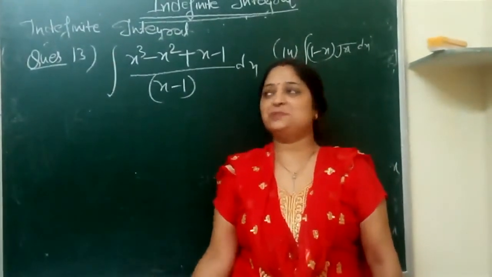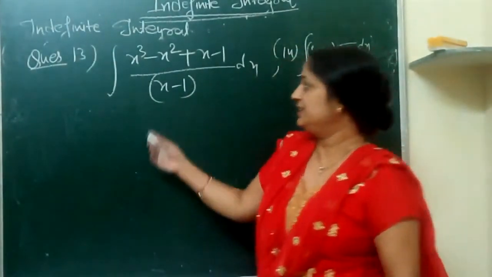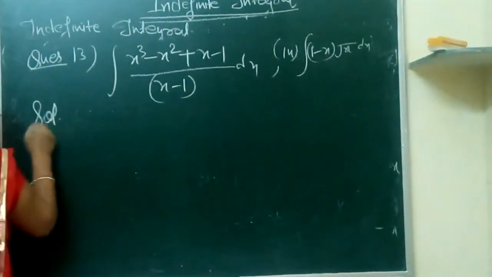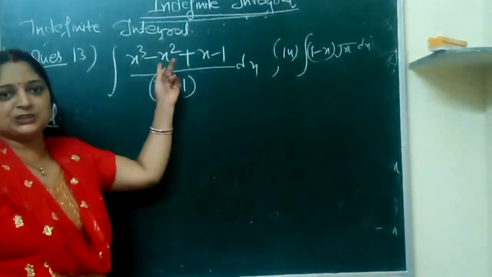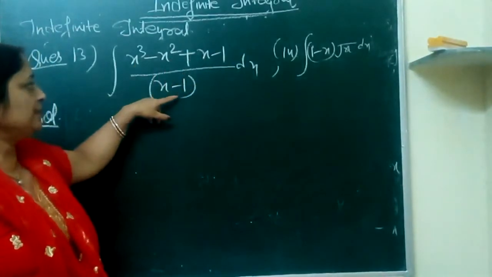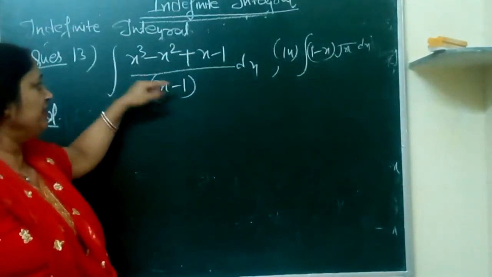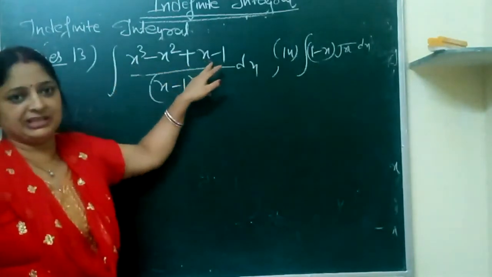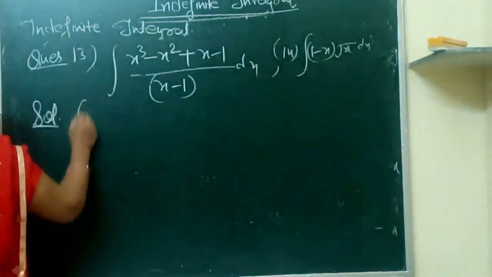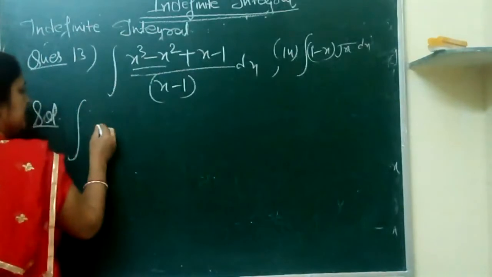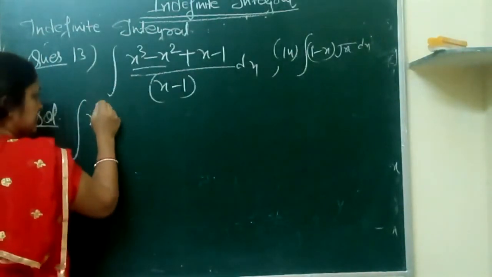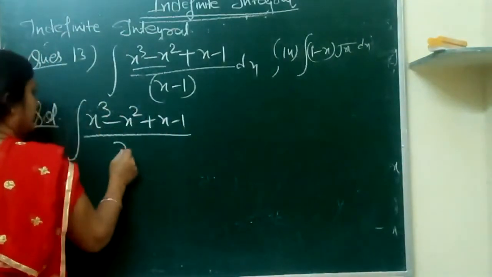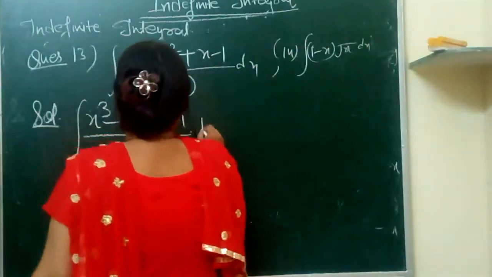Now students, come to question number 13. In question number 13, what is given? The integral of (x cube minus x square plus x minus 1) upon x minus 1. Now we can't separate this term. First of all, we will make the factors here. So let us start. First of all, we'll write the question, and dx is also here.